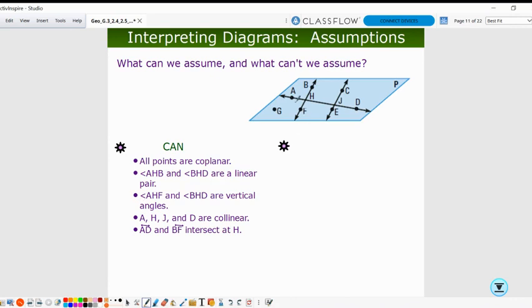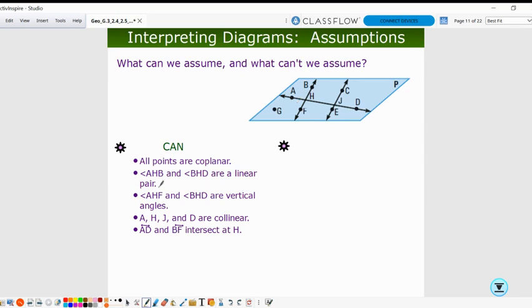You could say other angles as well. AHF, FHD, they make a linear pair. BHA, AHF, they make a linear pair. There's lots of other linear pairs that you can also assume from this picture.